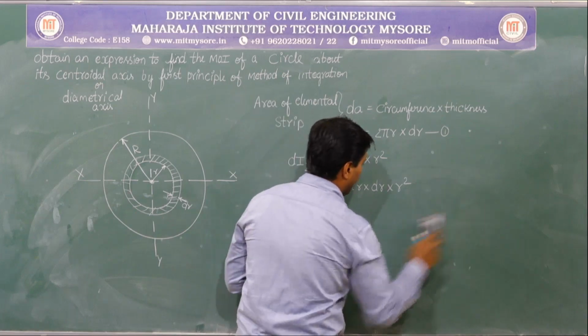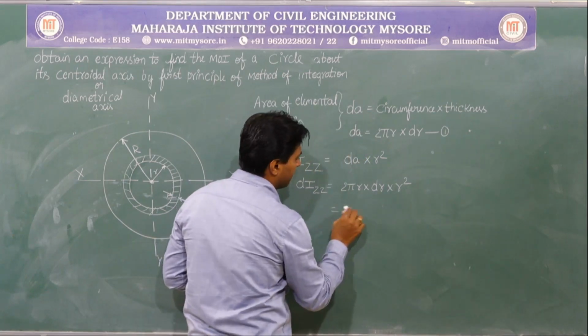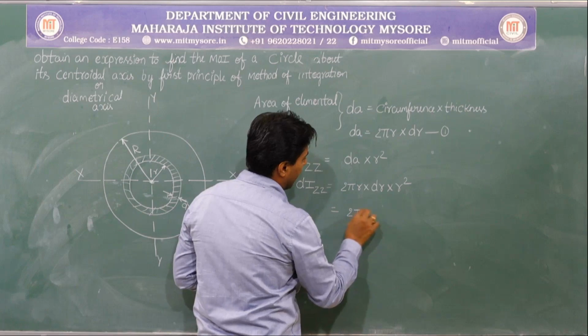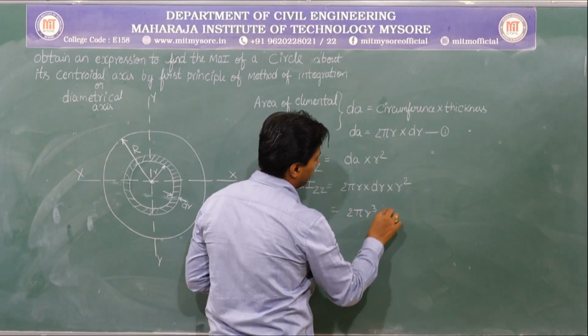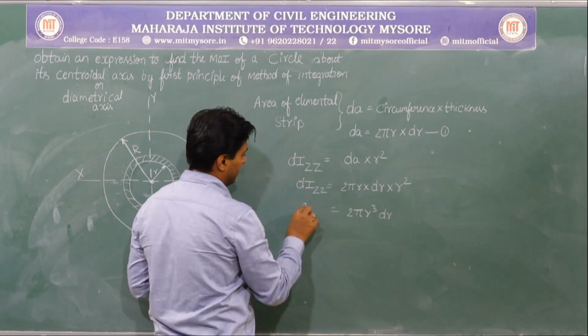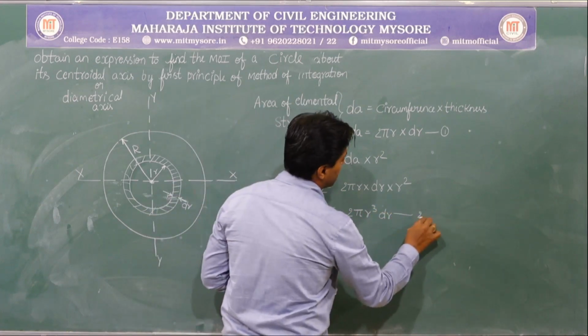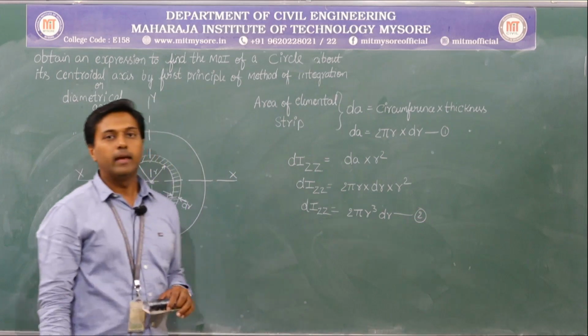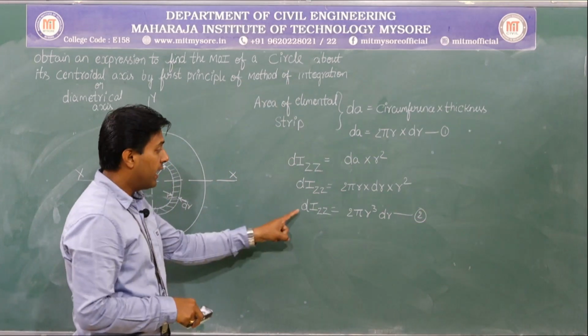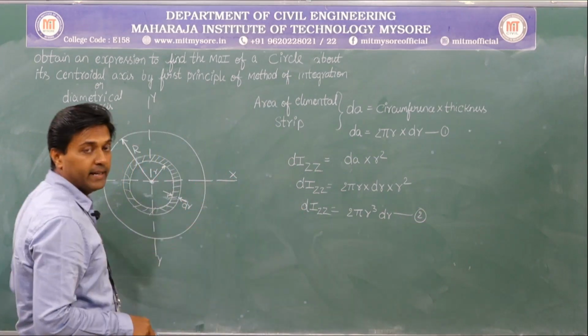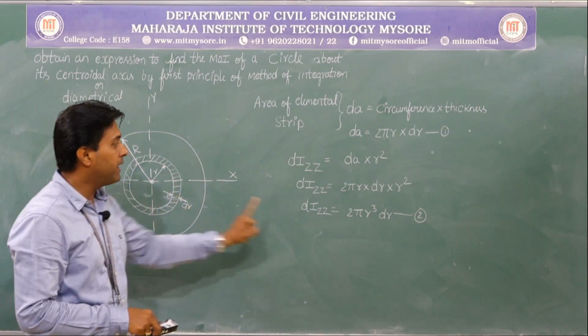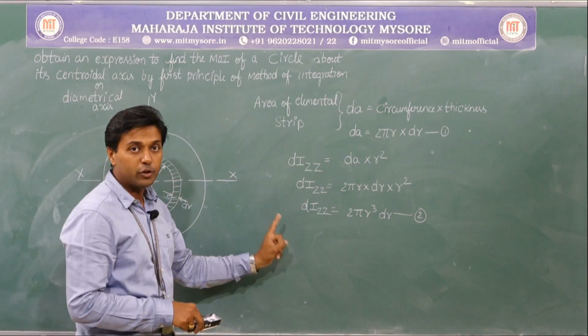Or else, we'll do one thing. Let me rewrite it a little bit. So it is 2 pi r cube into dr. I think I can call this equation 2. Now, the polar moment of inertia for the entire area is obtained by integrating equation 2.